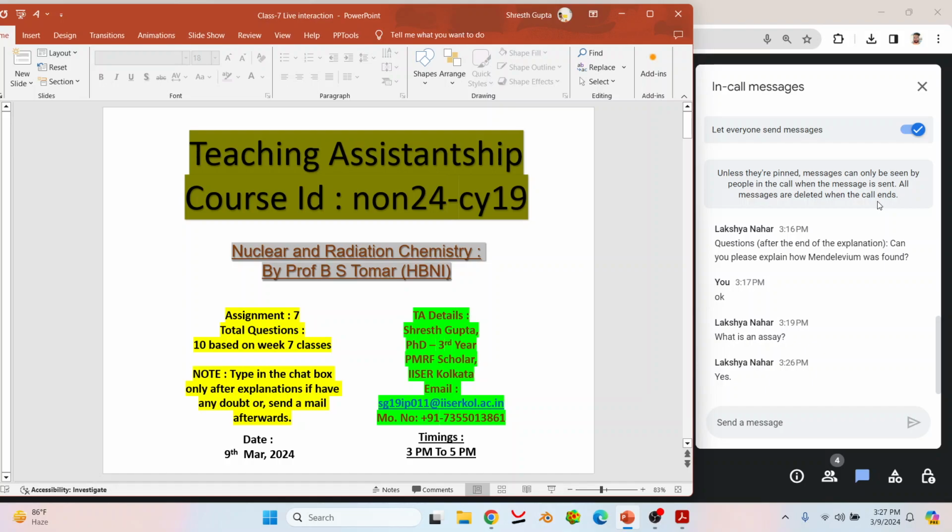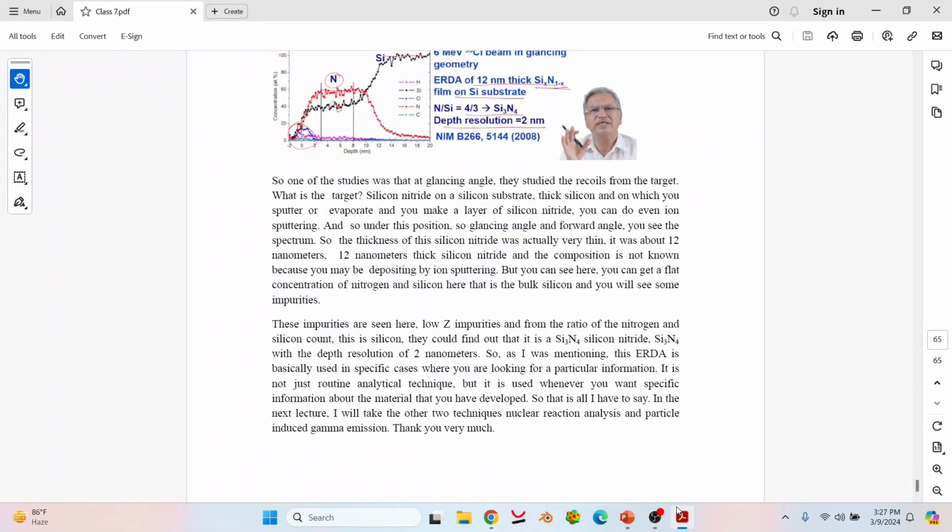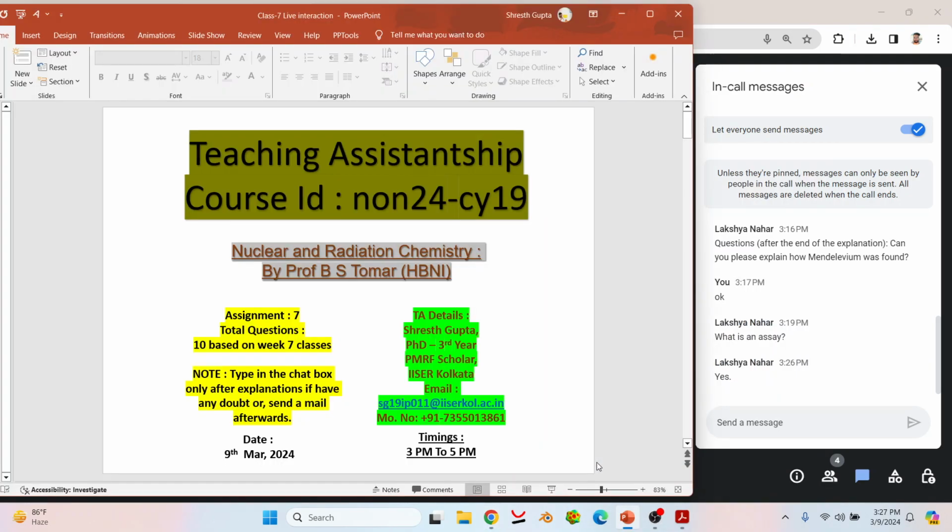So basically, as far as my knowledge is concerned, Lakshya, Mendelevium was actually discovered by Dmitry Mendeleev. Okay, the guy of the periodic table. Yeah, so basically, it was discovered by Mendeleev only, who was the father of the periodic table of the chemical elements. And this is the 9th transuranium element in the actinide series. If you see the actinide series, let me show you the periodic table. Let me search it here.